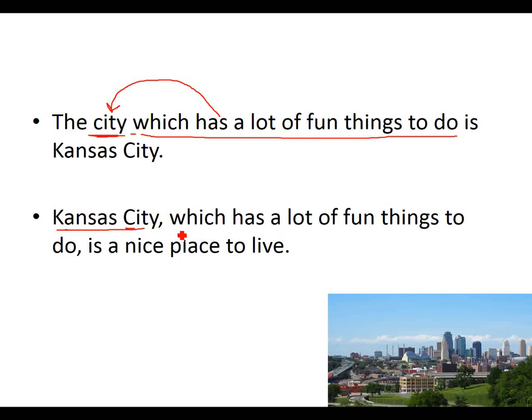So the adjective clause, which has a lot of fun things to do, doesn't identify which Kansas City we're talking about. It's just providing extra information. So in this sentence, we'll put commas around the adjective clause. Kansas City, which has a lot of fun things to do, is a nice place to live.